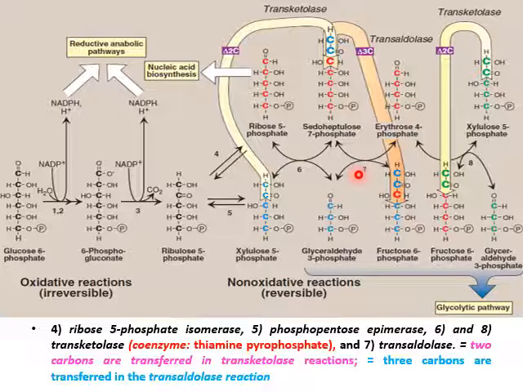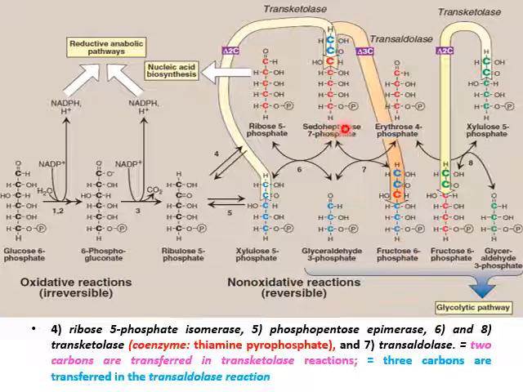Reaction number 7 takes place in the presence of the enzyme called transaldolase. Now what happens in this step? The 3 carbons from pseudoheptulose 7-phosphate, as you can see, these 2 carbons and this 1 carbon, are transferred to glyceraldehyde 3-phosphate. As you can see here, these 3 carbons are of glyceraldehyde 3-phosphate, and these 3 carbons it has taken up from pseudoheptulose. So it becomes a 6-carbon structure, which is called fructose 6-phosphate.